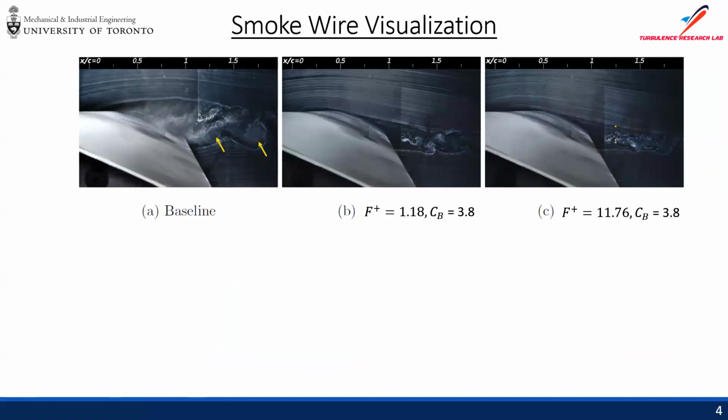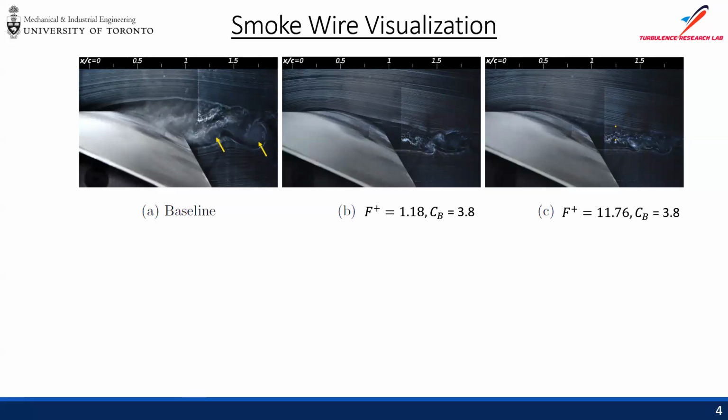We're going to start the results off with some symmetry plane, or mid-span, smoke wire visualization. On the left, subplot A, we have the baseline case. We can see the flow is fully separated, and the little yellow arrow points to the wake shedding. Now, the middle and the right are both actuated cases, both conducted with a blowing ratio of 3.8. The middle one has a lower actuation frequency, whereas the subplot on the right, subplot C, has a higher actuation frequency. We can see that both of the actuated cases were able to suppress flow separation, bringing the streamlines a lot closer to the airfoil surface. The wake sizes are actually sort of similar.